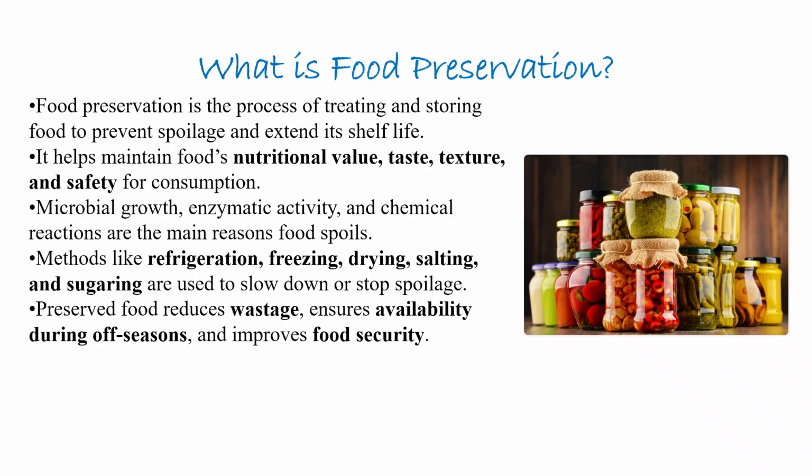And it can stop or arrest the growth of microbes, as enzymatic activity and chemical reactions are the main reasons for food spoilage. Many methods are followed, but in this lesson we are going to learn only refrigeration, freezing, drying, salting and sugaring, and how they are used to slow down or stop spoilage from pathogenic microorganisms. And preserved food reduces food waste, ensures availability during off season and improves food security.